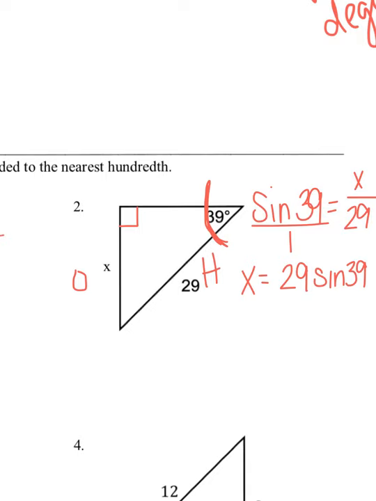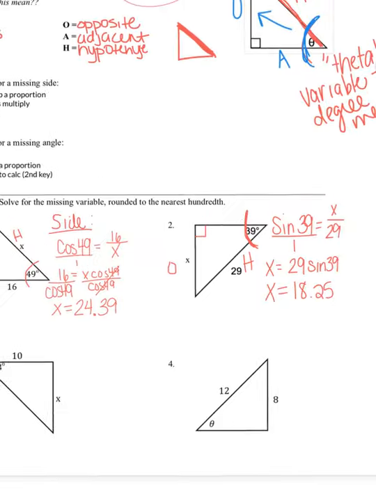In your calculator, I want you to put the trig function second. So I don't want you to do sine 39 times 29, just in case you forget to close any parentheses. So in your calculator, you will type in 29 times sine 39, close the parenthesis, press enter, round it to the nearest hundredth again, you get 18.25. Number 3.